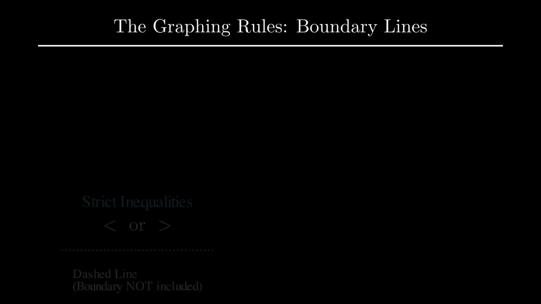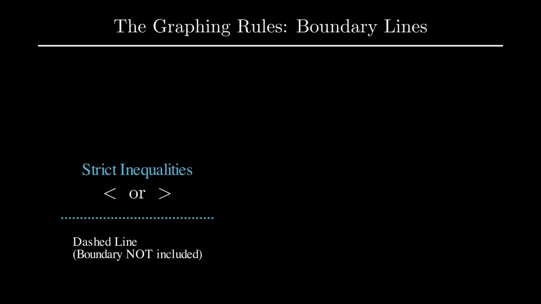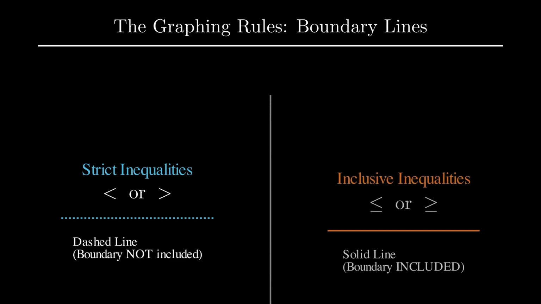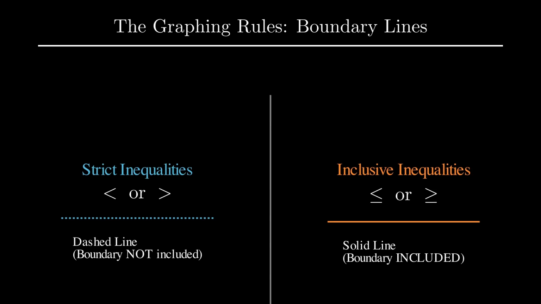Now comes the most important part, the graphing rules. If your problem features a strict inequality, meaning a less than or greater than sign, you will always draw a dashed line. On the flip side, if your inequality is inclusive, featuring a less than or equal to or greater than or equal to sign, you'll draw a solid line.